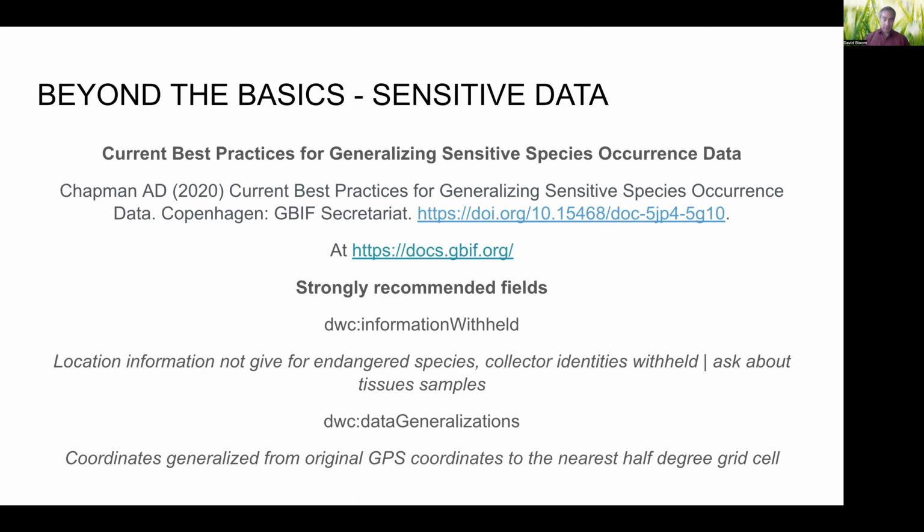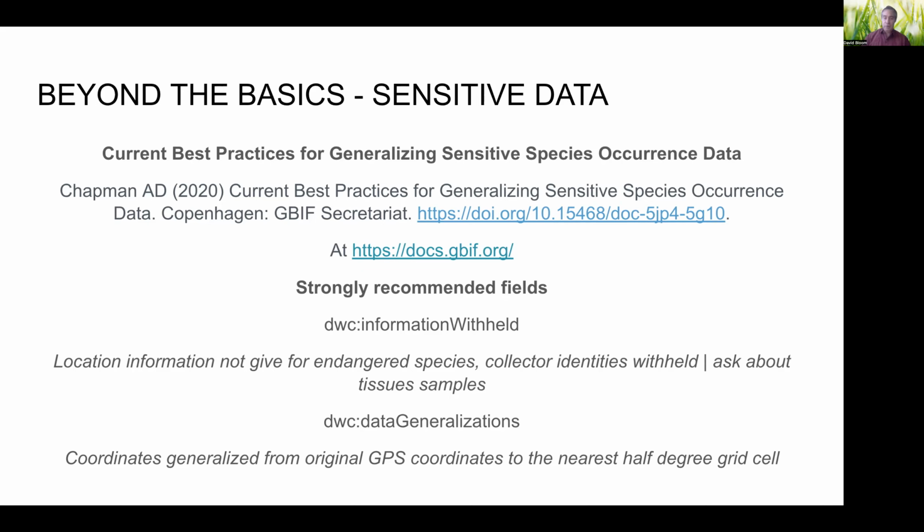The final consideration I will share with you today is what to do when you are dealing with sensitive species or sensitive habitats. Yes, it is perfectly acceptable and encouraged to generalize or fuzz your location data to protect sensitive organisms and locations. But if you do this, please follow the following 3 steps. First, use Arthur Chapman's current best practices for generalizing sensitive species occurrence data. Arthur is exceptionally knowledgeable about these things, and his paper on the topic is the most thorough available. It also happens to be a very user-friendly document.